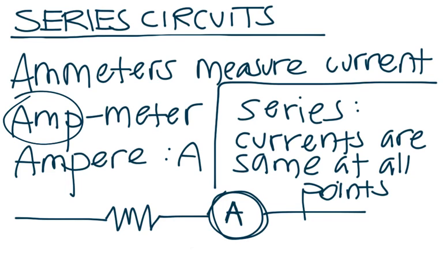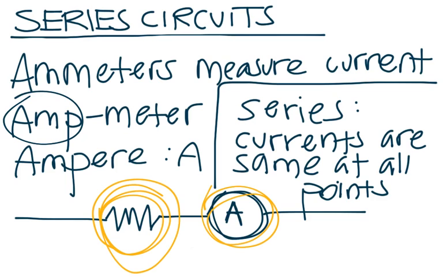But since the current is the same in a series circuit at all points, then the current that is in my resistor right here is going to be the same current that's in my ammeter. And so my ammeter will tell me what the current is in this resistor because it has the same value as the resistor. Now, keeping in mind what I just said about resistance and current, ammeters have very low resistance. And they have very low resistance so that they don't affect the thing they're trying to measure.